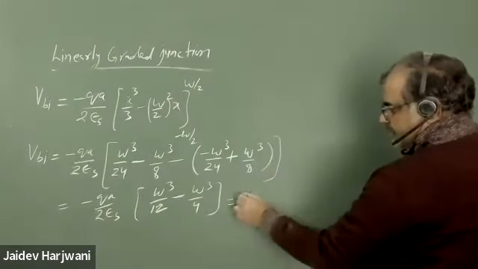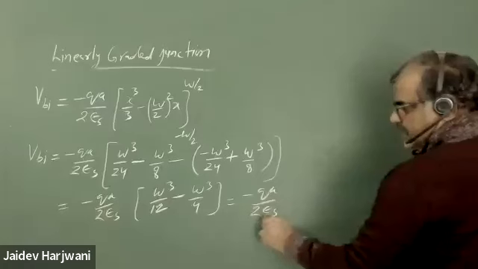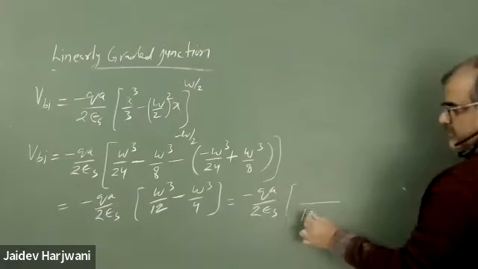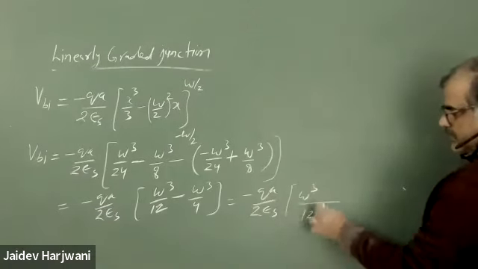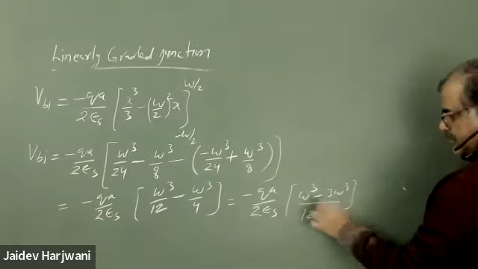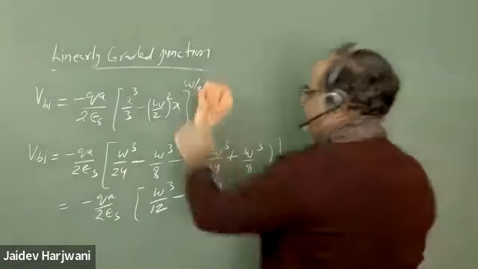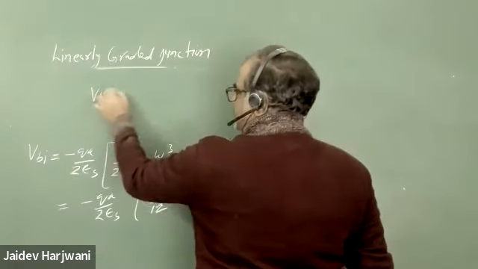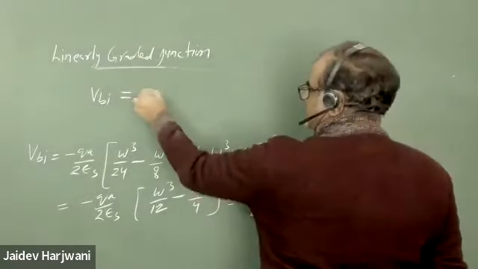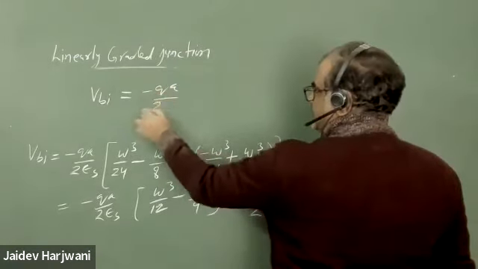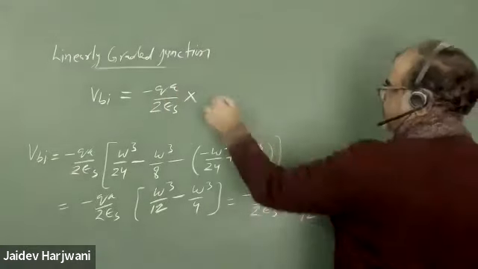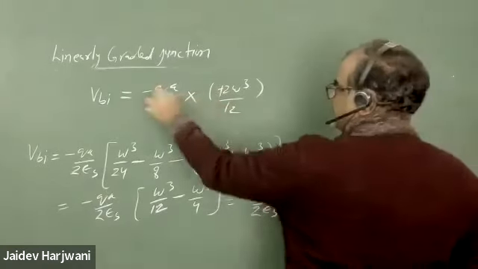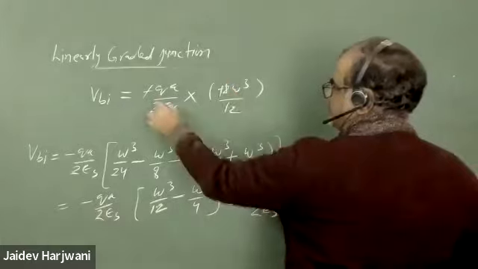Okay, so now you have minus qA by 2εs. This will give you what? If you take 12 common, this will give you ω cube, and 3 ω cube. So if you simplify this one, we should use 12. So V_BI is equal to minus qA by 2εs into this, minus 2 ω cube upon 12. So minus becomes plus, and the 2s cancel.